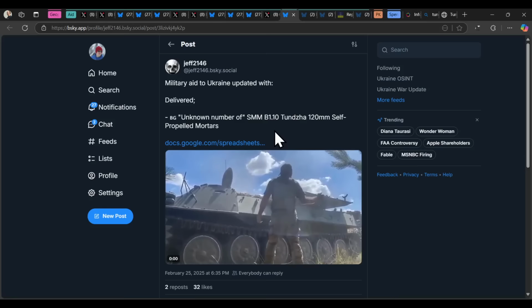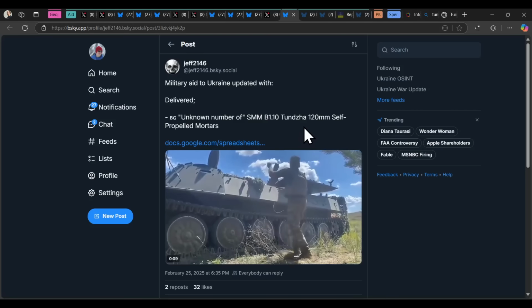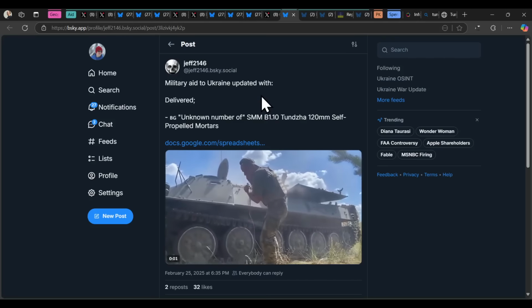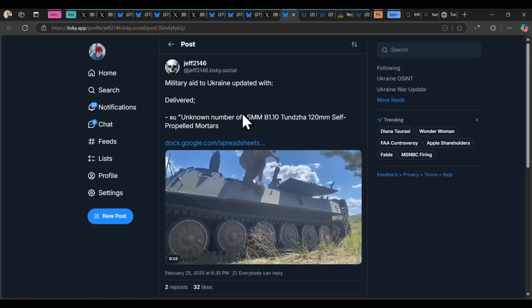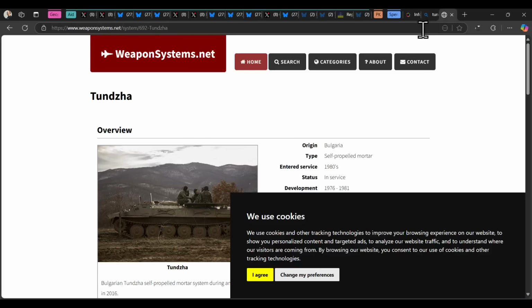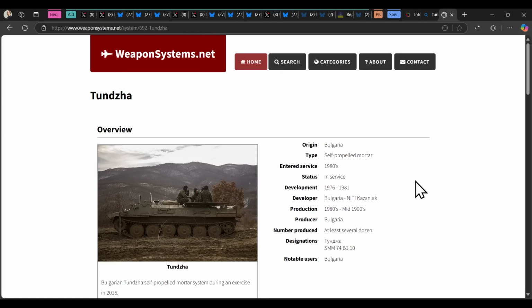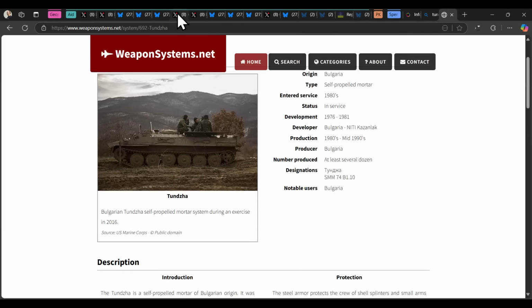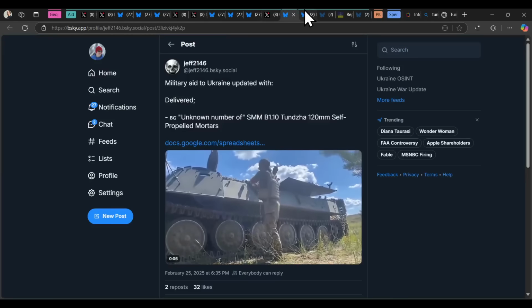It now appears that the Ukrainians are using the Tunza 120mm self-propelled mortars. An unknown number of them have been added to Jeff 2146's list of equipment delivered to Ukraine, and these are Bulgarian. Here we have an information sheet on these. These are a 1980s Bulgarian self-propelled mortar, developed from 76 to 81. They were produced from the 1980s to the 1990s, not produced now, but still in service. At least several dozen were produced. So not many of them, but some at least are in Ukraine at the moment. So that's good news for the Ukrainians.